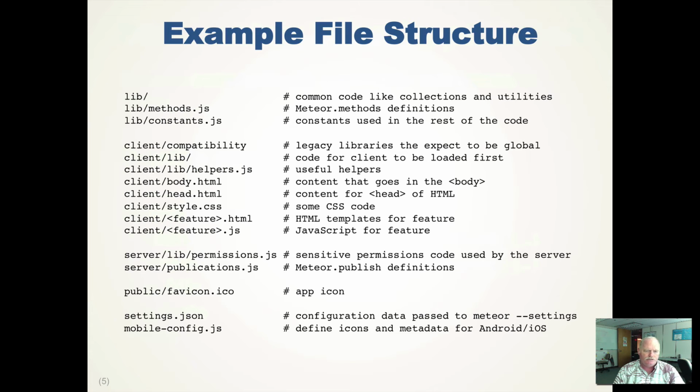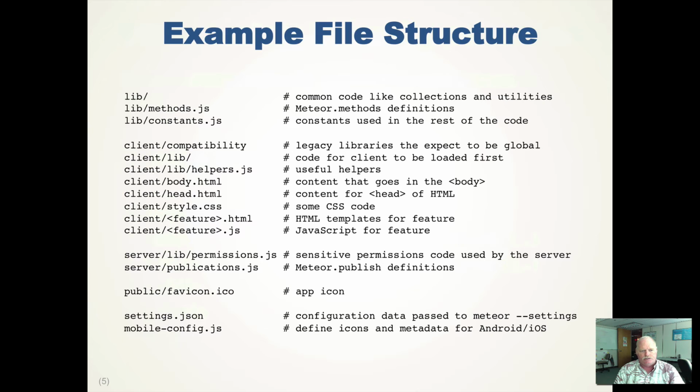So you can put your publications in the server side, and the public directory is where you would put, you know, your favicon for the web page. The settings JSON at the top is for both the Meteor client and server, where you can do some settings, and then the mobile config is for configuration of your Android or iOS versions of the application. It's not used when you use the HTML version.